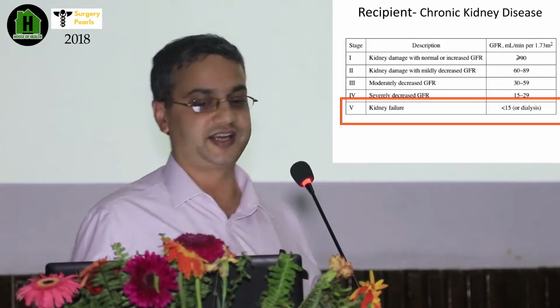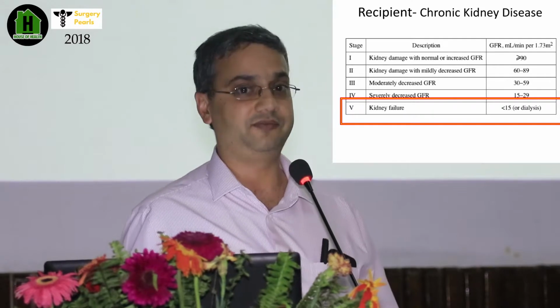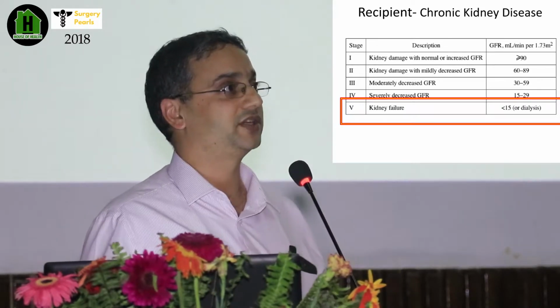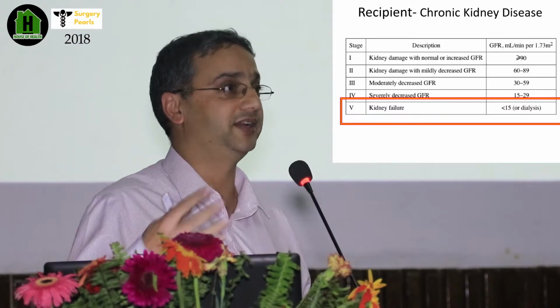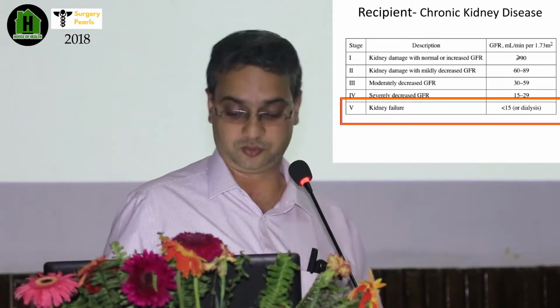So who is the ideal recipient? We all know that CKD patients with stage 4 or 5 are exactly this group of patients. They are already so compromised that they are not able to maintain their creatinine level, and they are the group of recipients.